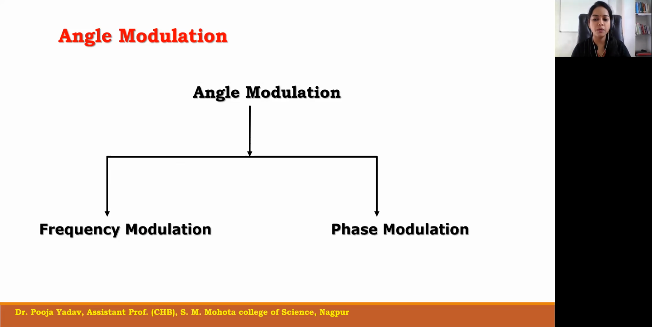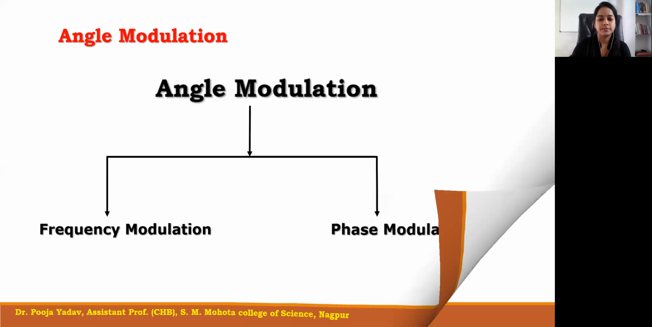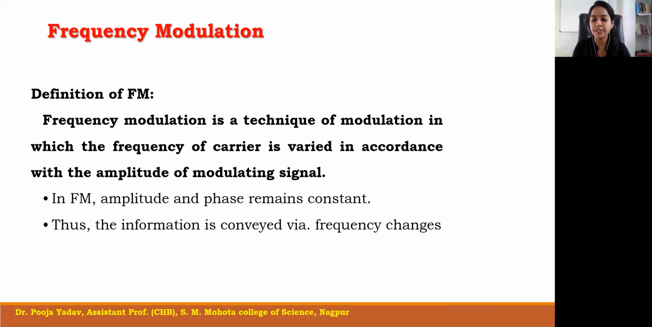So the second type of modulation which we can do is frequency modulation. This comes under angle modulation. In angle modulation we have two types: frequency modulation and, second, phase modulation. So in today's class we are going to see frequency modulation in detail. So what is frequency modulation? Here we are going to see what is frequency modulation.